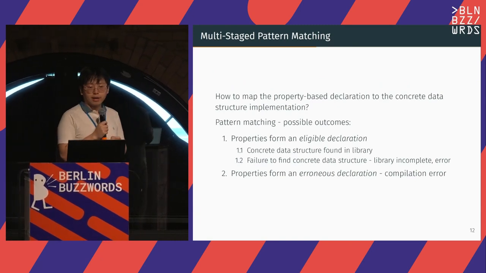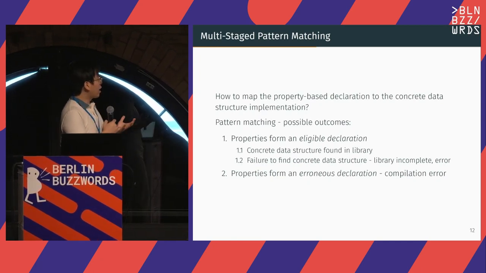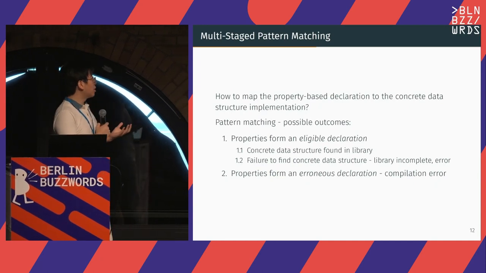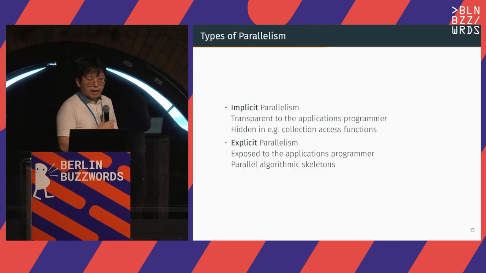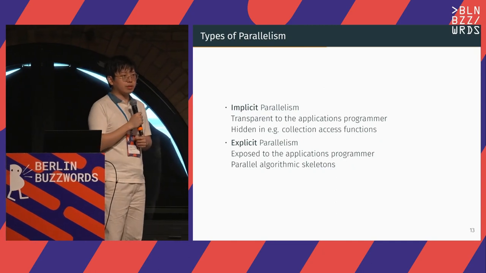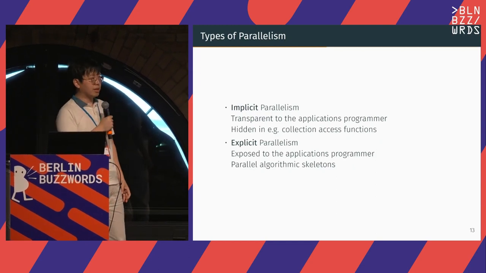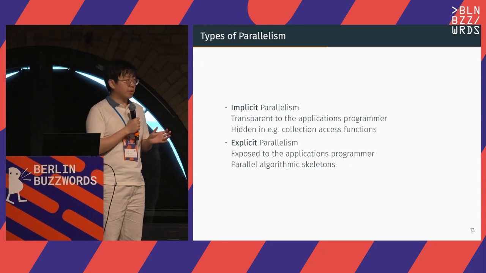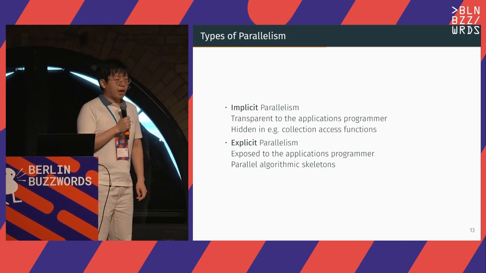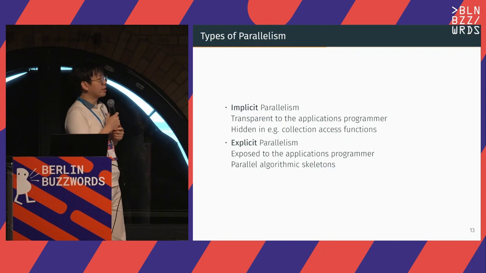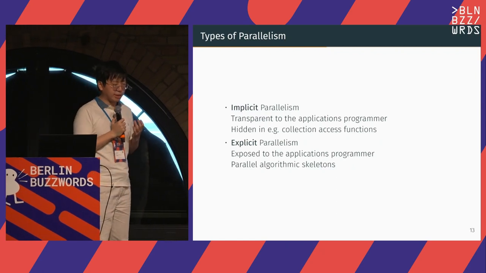We have also proposed a multi-stage pattern matching algorithm to decide which declaration should be mapped to a certain concrete data structure implementation. And this kind of abstraction has provided an opportunity to shield the parallelization from the end user, just like it shields the implementation details of the concrete data structure from the end users. So we have proposed two ways of parallelization shielding: implicit parallelism and explicit parallelism.